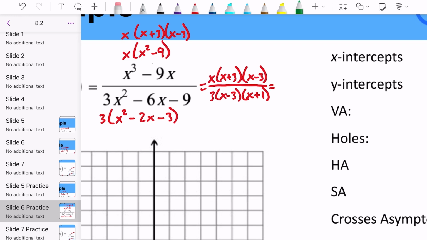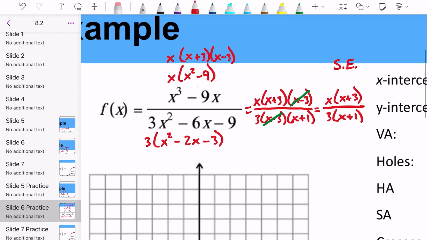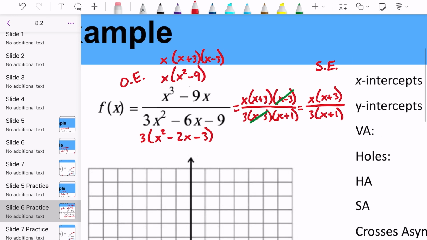In this case, our x minus 3's do simplify, and we are left with a simplified equation of x times x plus 3 over 3 times x plus 1. Remember that this right here would be our simplified equation, and our original equation would be this on the left-hand side.